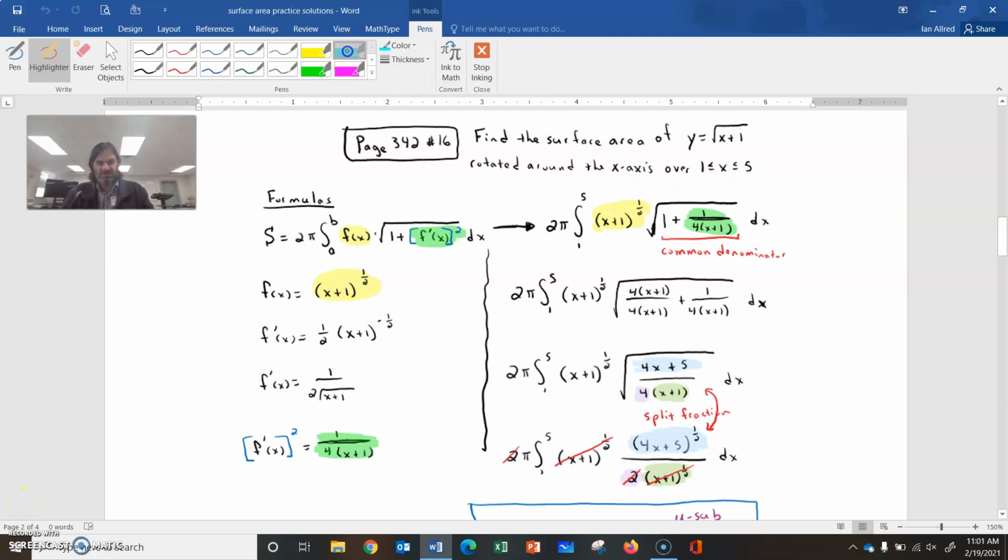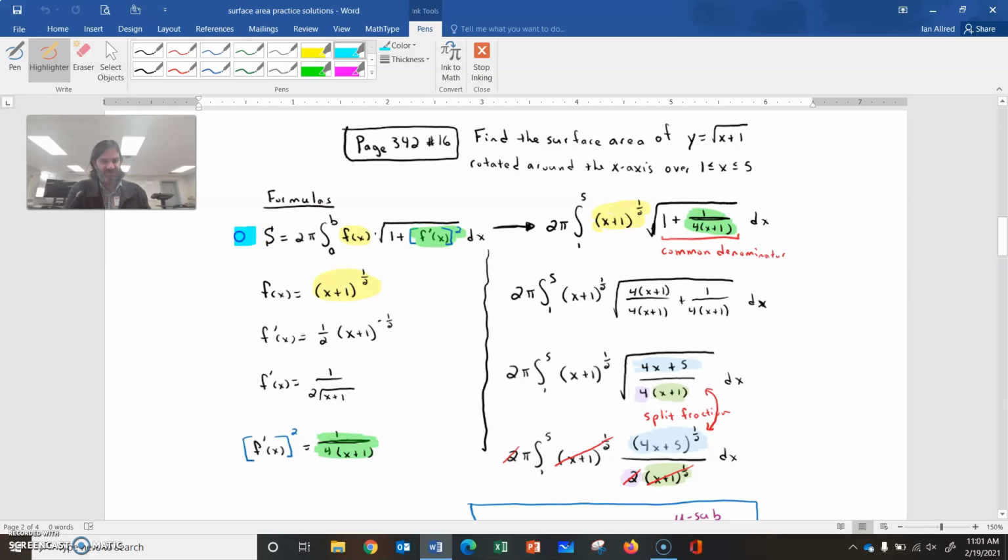Hey, we're going to go through a problem here. It's number 16. It says find the surface area of the function y equals the square root of x plus 1 rotated around the x-axis. So we know what the square root function looks like. X plus 1 just kind of moves it a little bit. We're going to go around the x-axis from x equals 1 to x equals 5.